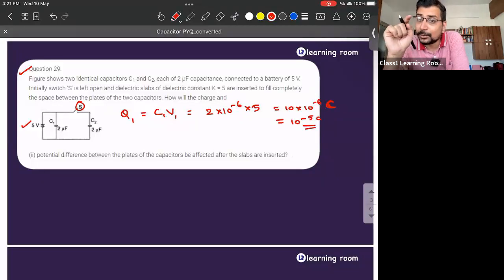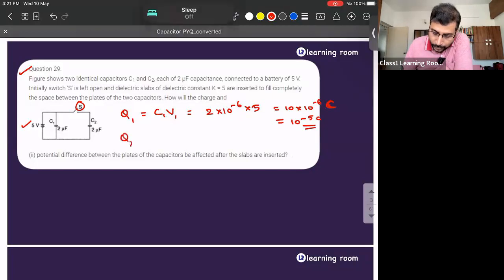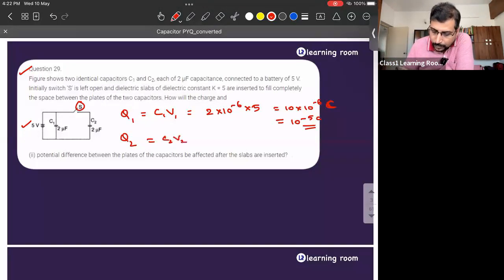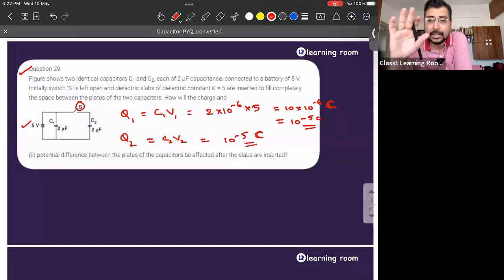Now, what about the charge on the second capacitor? What about Q2? So Q2 will be equal to how much? That will be C2 into V2. Okay. It is going to come out to the same value, 10 power minus 5 coulomb. So this is what would have happened when the switch S would have been closed.